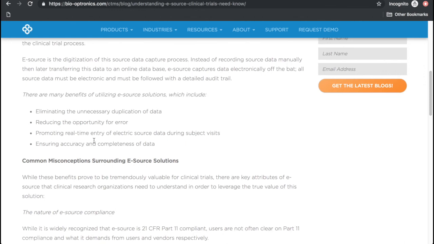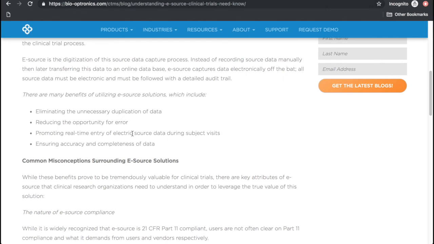So, promoting real-time entry of electronic source data during subject visits. That's also another problem, maybe the study coordinator puts it in later, not on the day of the visit. Maybe they create the source later. That could be a problem. Also, the PI not reviewing certain things that need to be done the same day. That could be a problem. So this promotion of real-time entry of the electronic source data is pretty important too.